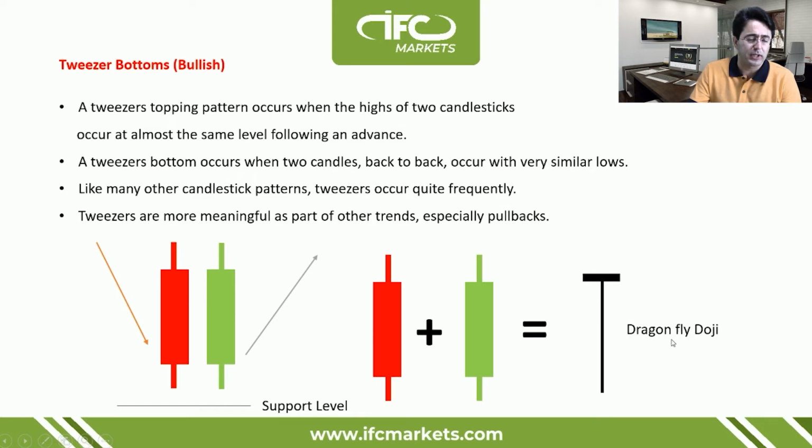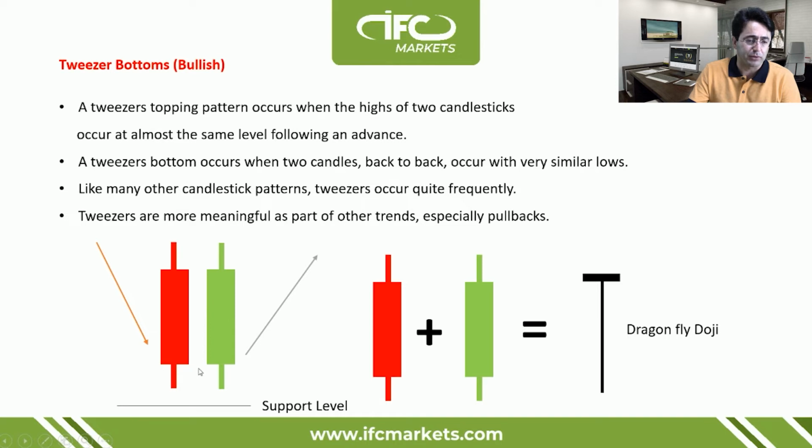dragonfly doji can tell you. Dragonfly doji also appears at the end of the downtrend, and these also appear at the end of a downtrend. Under them is usually the support level, so they usually appear a little bit above the support level. First you can see the red one and then the green, the bearish candle and then the bullish candle.